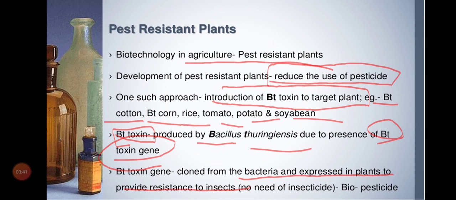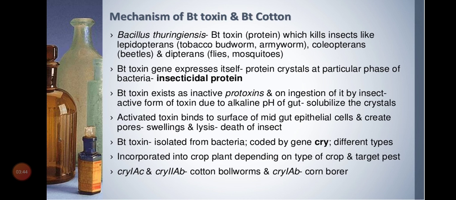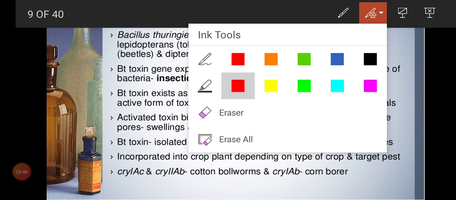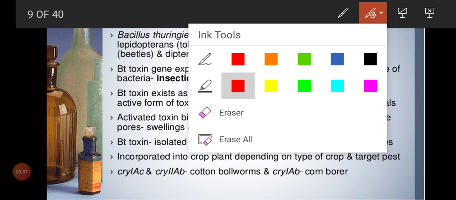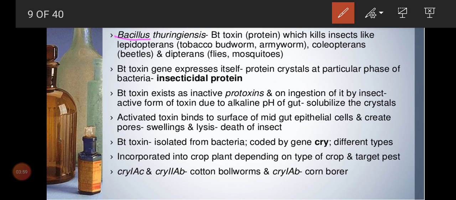We'll see the mechanism of Bt toxin and Bt cotton in detail. Bacillus thuringiensis, we should underline it separately. Bacillus thuringiensis is a bacterium, and it produces a toxin protein, the Bt toxin, that is Cry protein, which kills insects like lepidopterans, that is tobacco budworm or armyworm. Lepidopterans include butterflies and also moths.